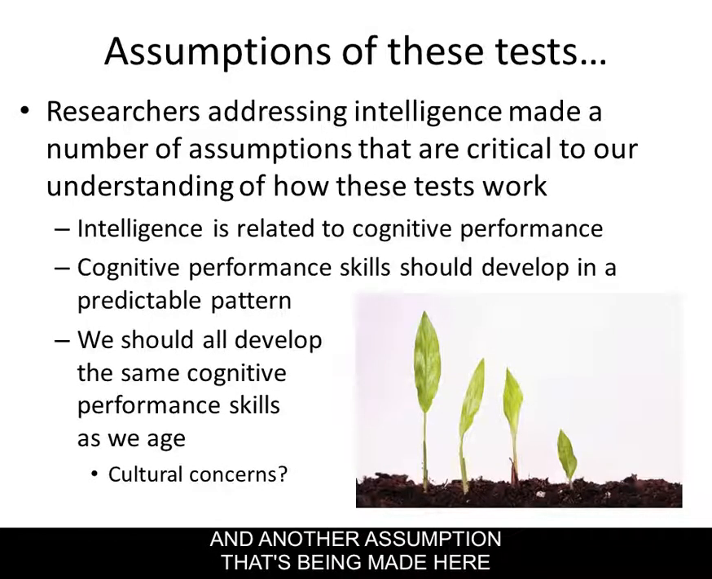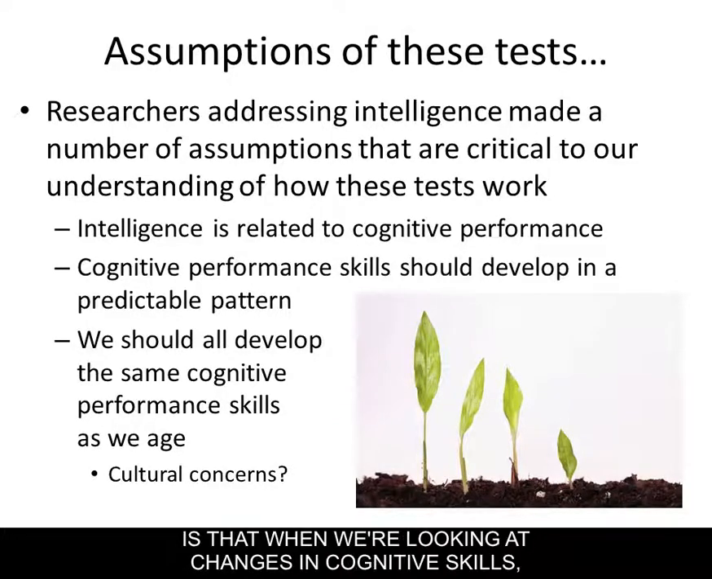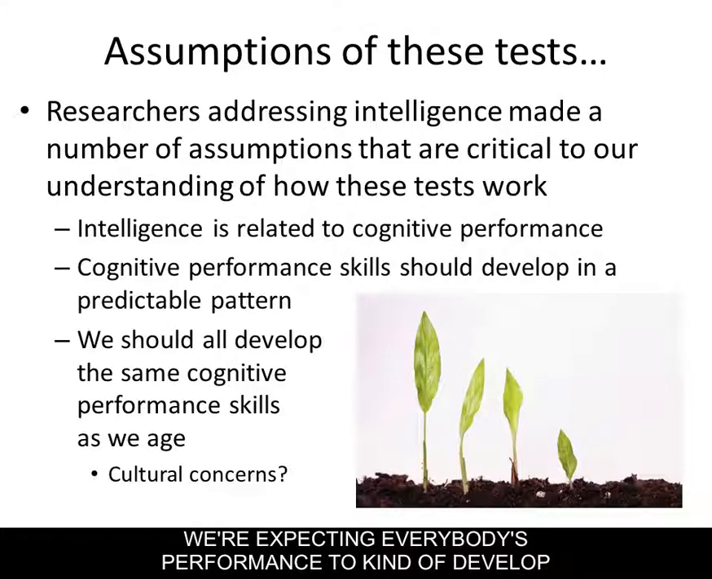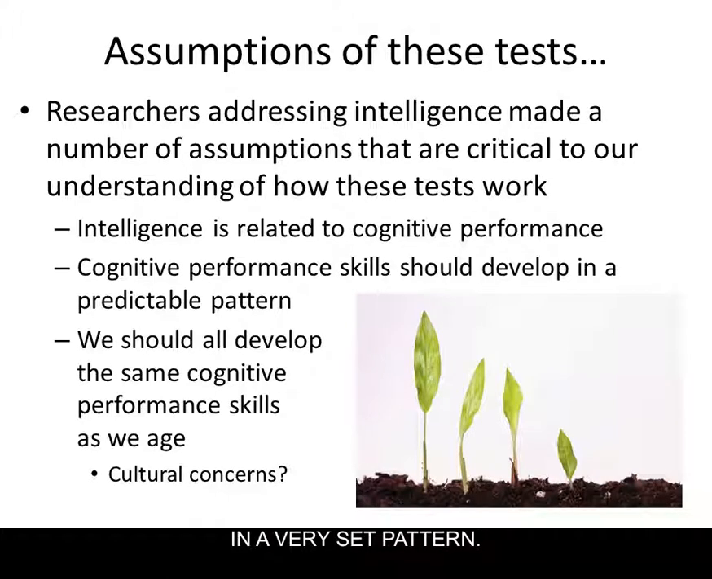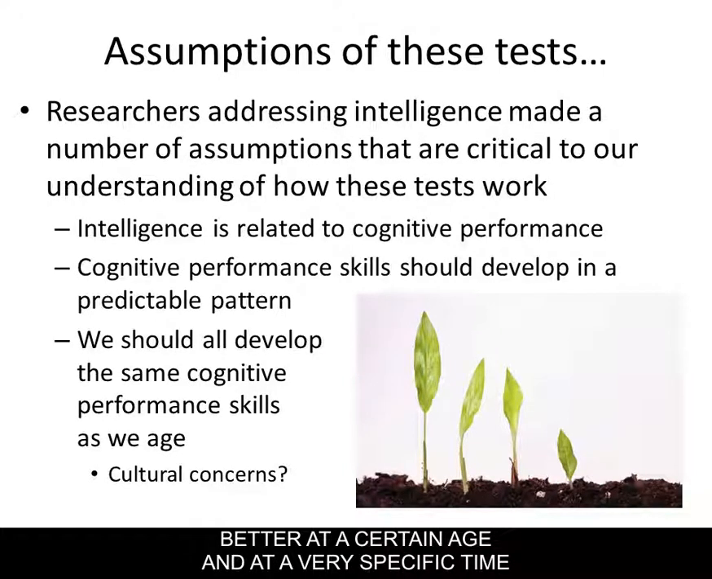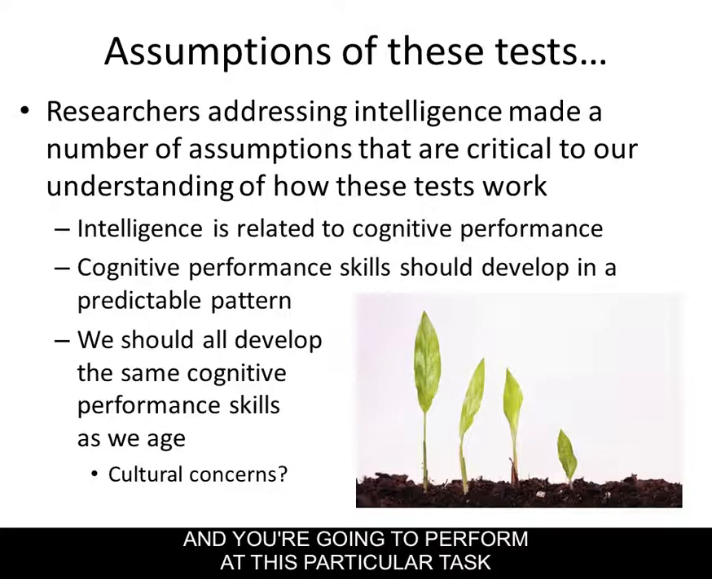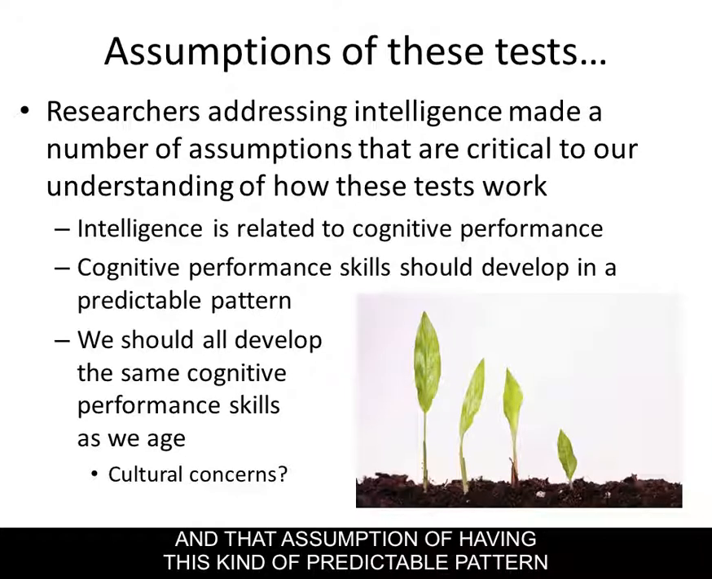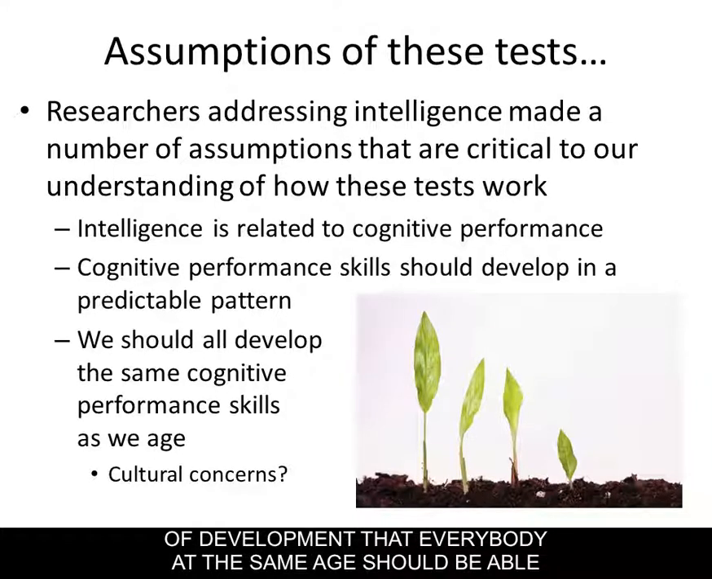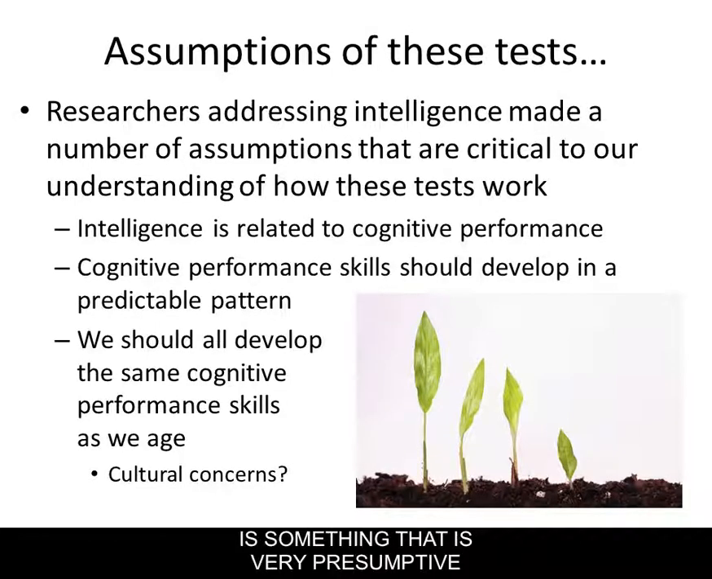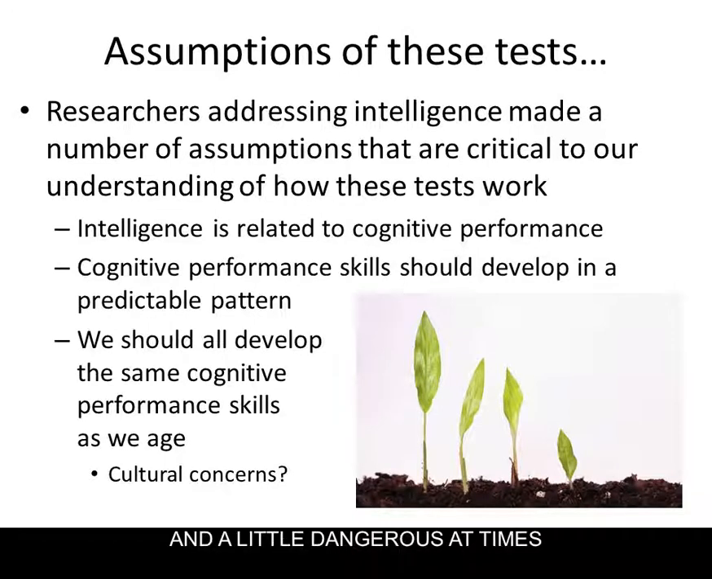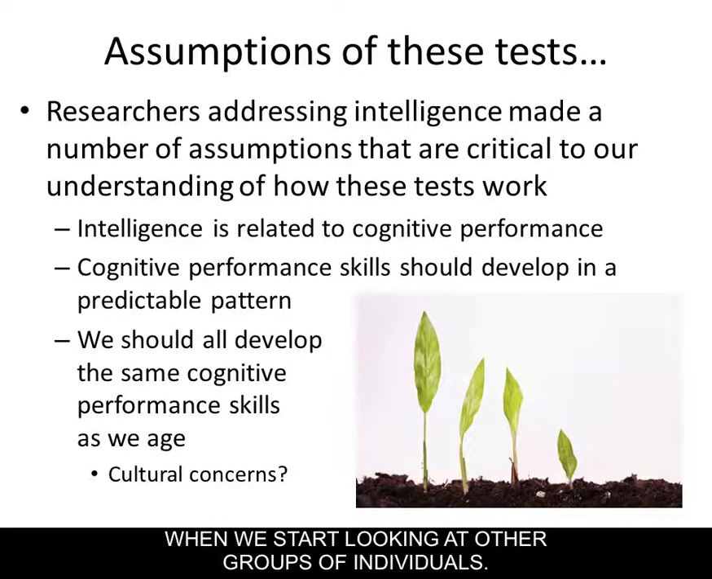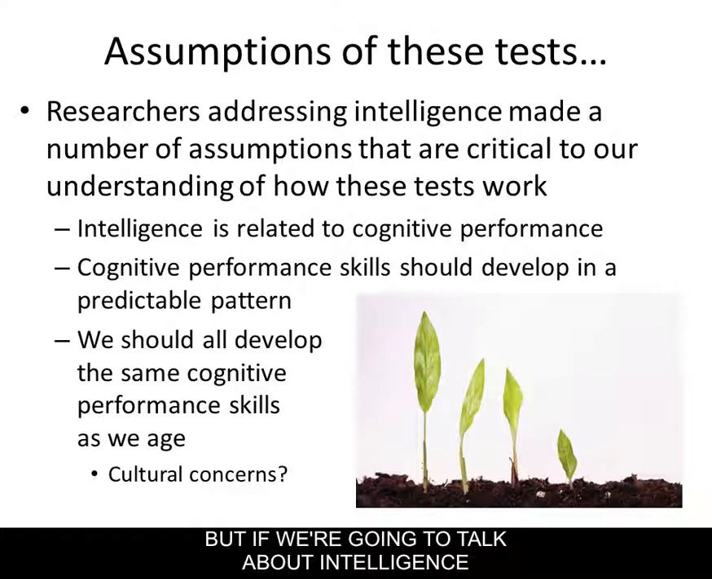Another assumption that's being made here when we talk about comparing people of similar ages to each other is that when we're looking at changes in cognitive skills, we're expecting everybody's performance to develop in a very set pattern. So you're going to learn specific words before you learn other words, or you're going to learn to do spatial tasks better at a certain age, at a very specific time, and you're going to perform at this particular task at a very set rate. That assumption of having this predictable pattern of development, that everybody at the same age should be able to do the same exact things, is very presumptive and a little dangerous at times when we start looking at other cultures, when we start looking at other groups of individuals. But if we're going to talk about intelligence through these means of measurement, we have to operate under these assumptions.